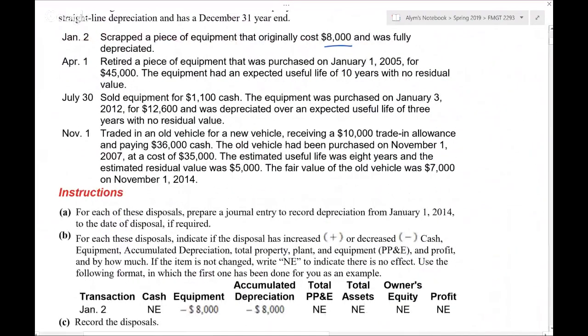On July 30th, so this is now halfway through the year, we sold equipment for $1,100 in cash. The equipment was purchased on January 3rd, 2012 for $12,600. It was depreciated over an expected useful life of 3 years with no residual value. Okay, so step one, we're going to record the depreciation up to the date of sale, just like before.